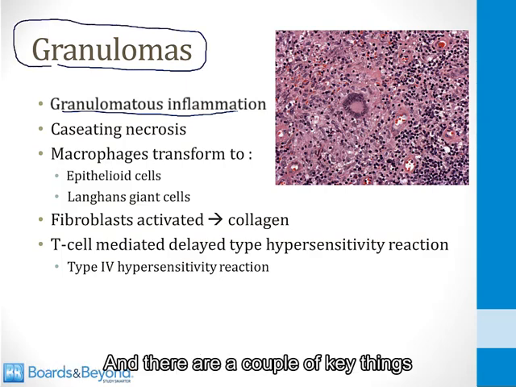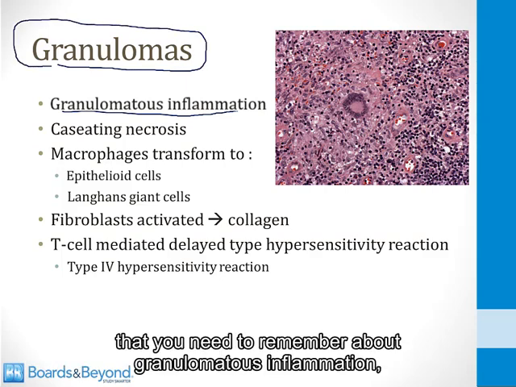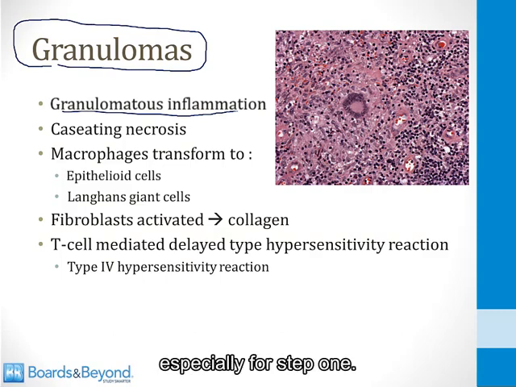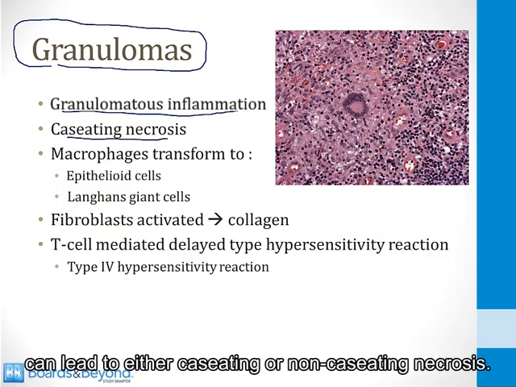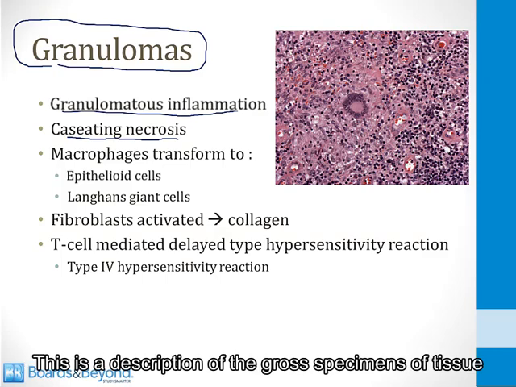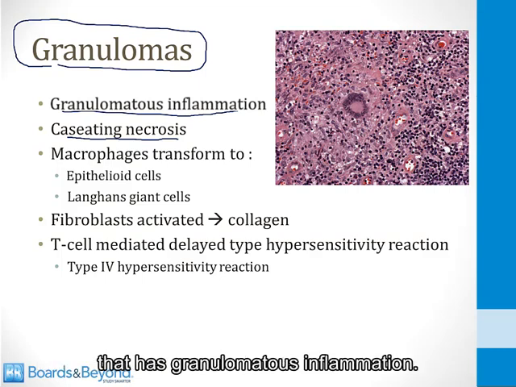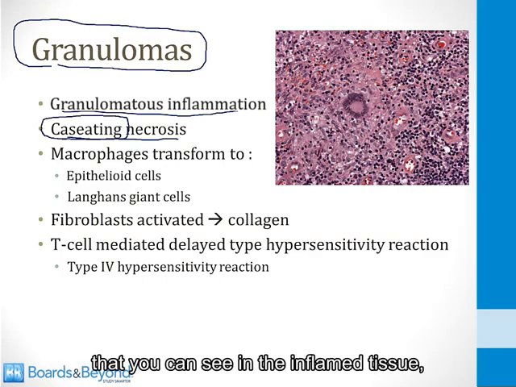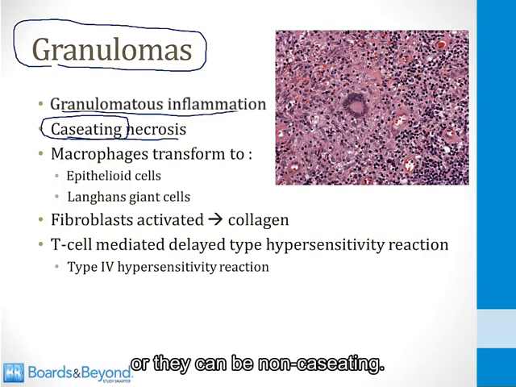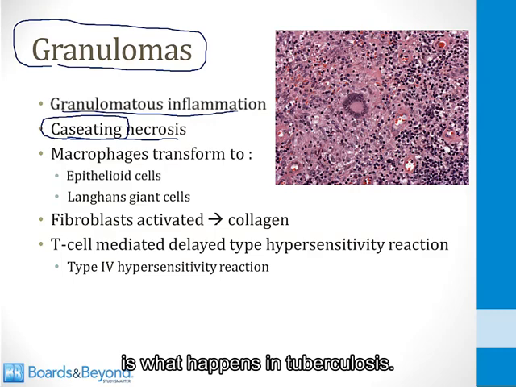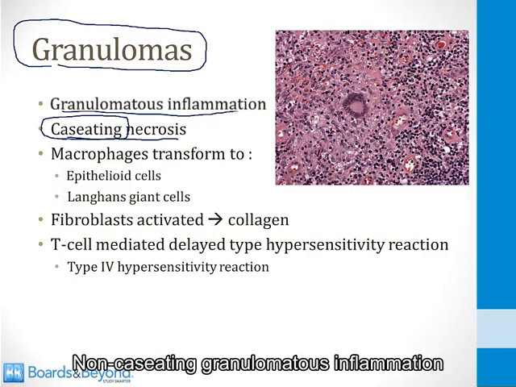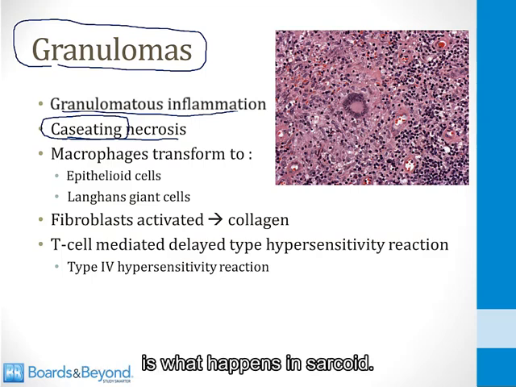And there are a couple of key things that you need to remember about granulomatous inflammation, especially for step 1. The first is that this type of inflammation can lead to either caseating or non-caseating necrosis. This is a description of the gross specimens of tissue that has granulomatous inflammation. These tissues can either be caseating, which means they have a cheese-like substance that you can see in the inflamed tissue, or they can be non-caseating. Caseating granulomatous inflammation is what happens in tuberculosis. Non-caseating granulomatous inflammation is what happens in sarcoid.